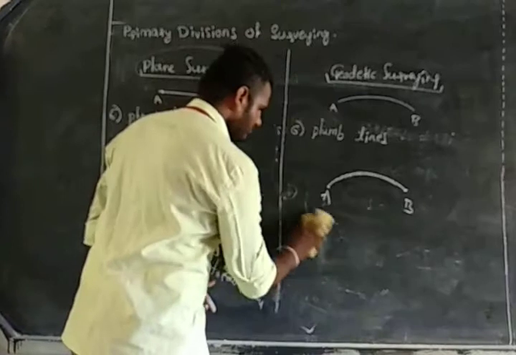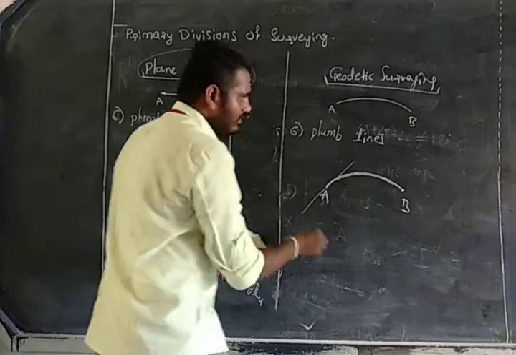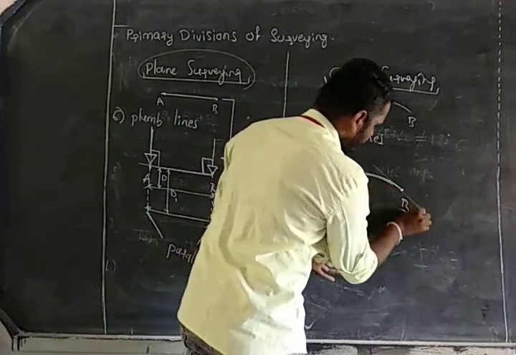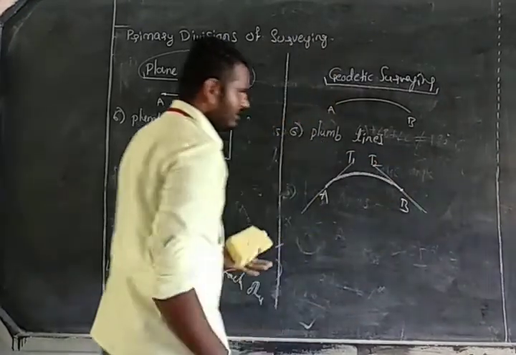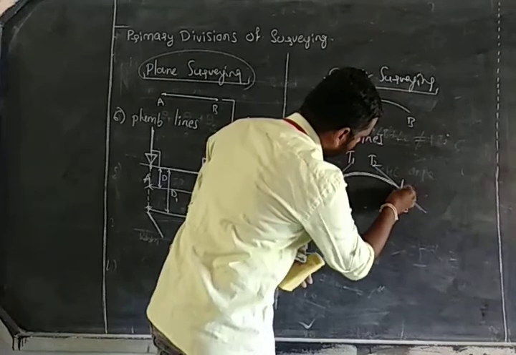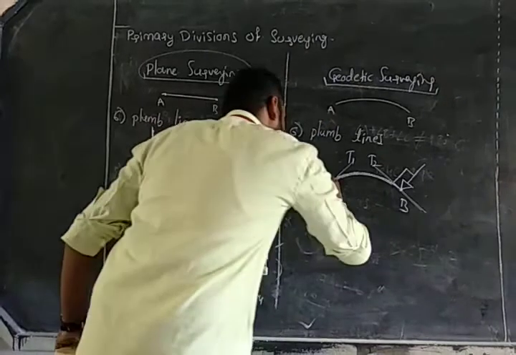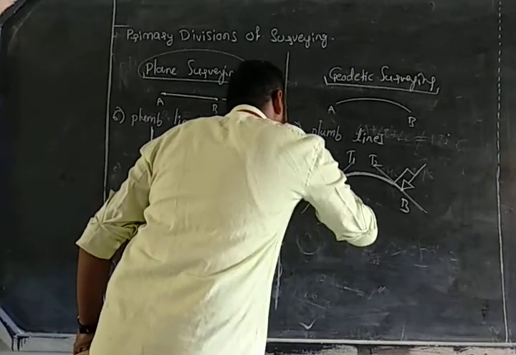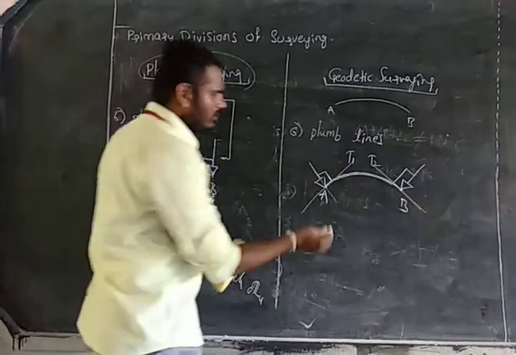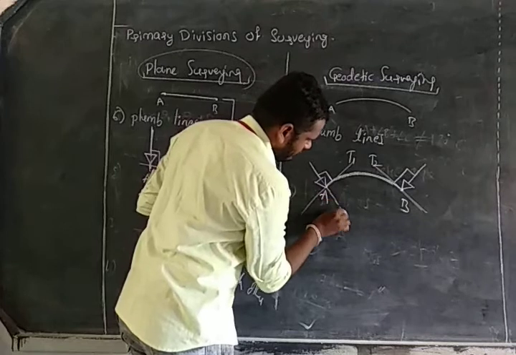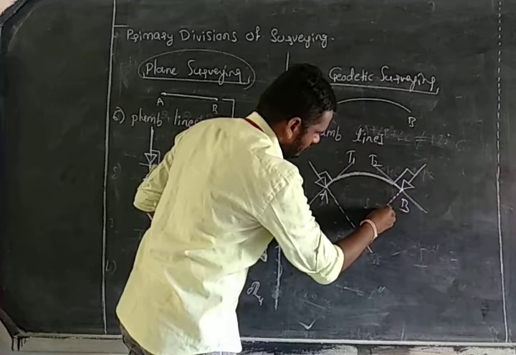So likewise, at this A, I am drawing one tangent, and at this B, I am drawing one tangent. I am naming the tangents T1 here and T2 here. Now I am locating the plumb line which is making 90 degrees to T2, and another plumb line at A, again making 90 degrees to T1. Now try to extend these two tangent lines into the ground.